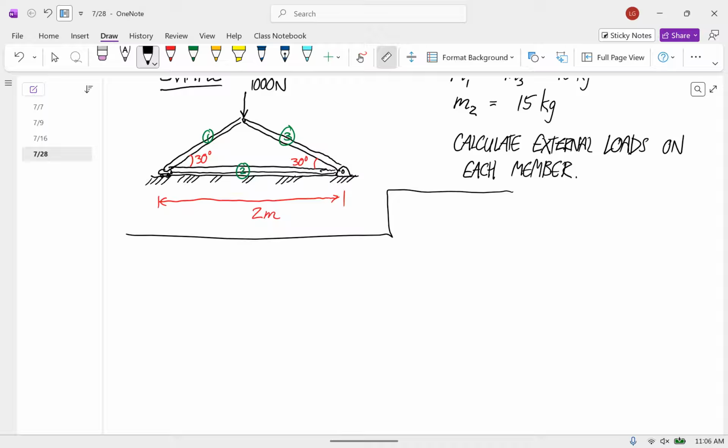But let's just start with going to member 1. And the first thing we're going to do is take a couple minutes and come up with a free body diagram for member 1. Okay, so just take a couple minutes and draw out that free body diagram.